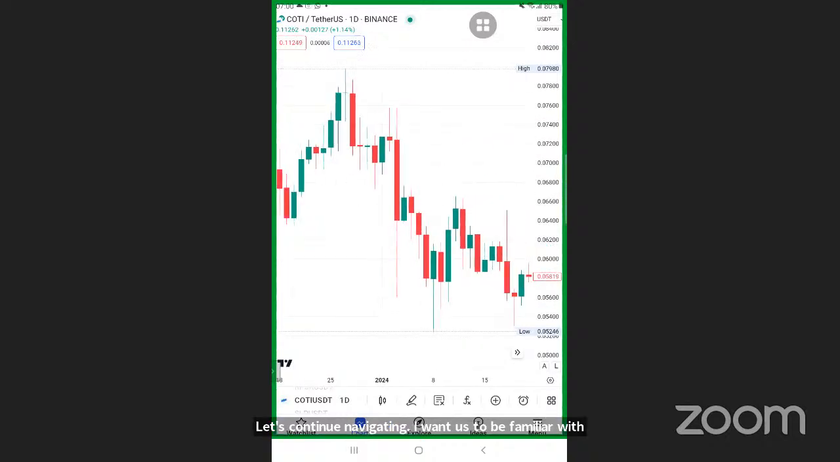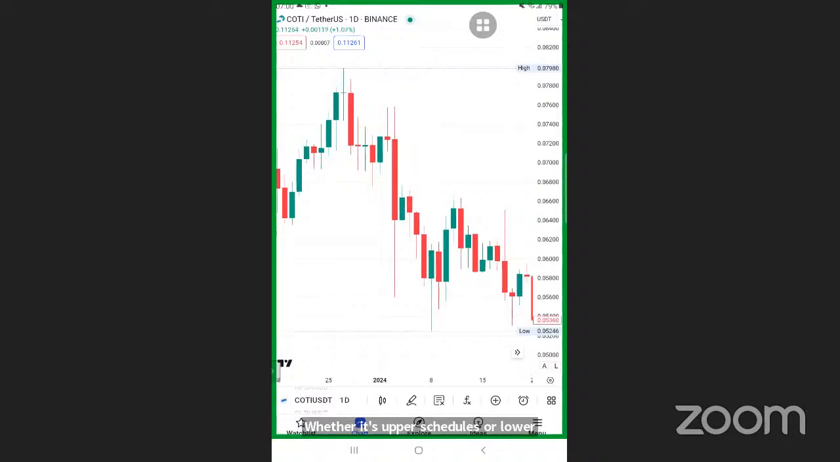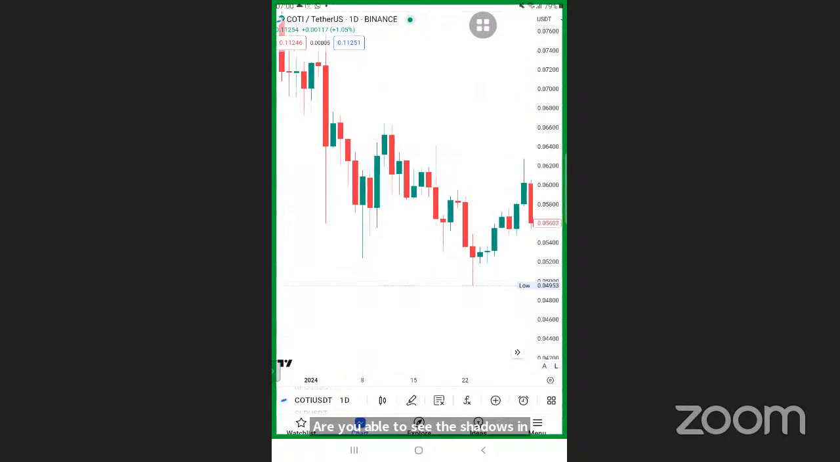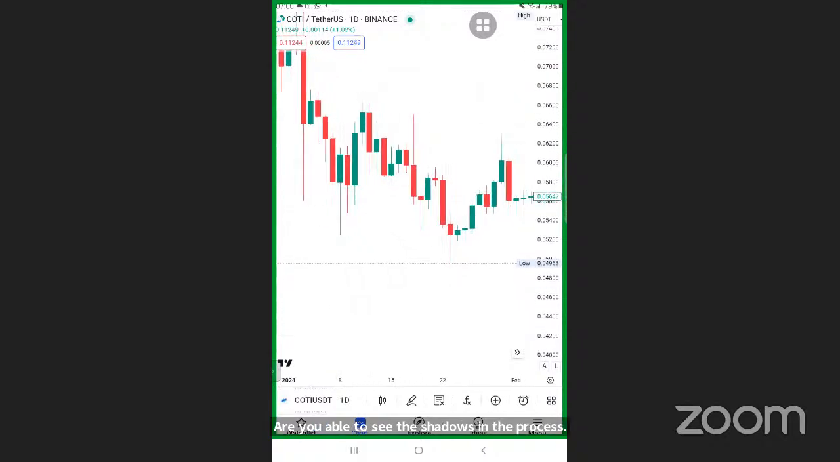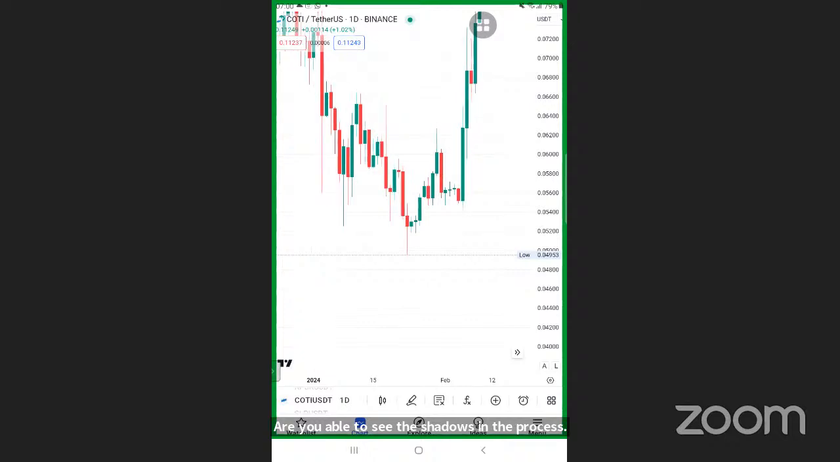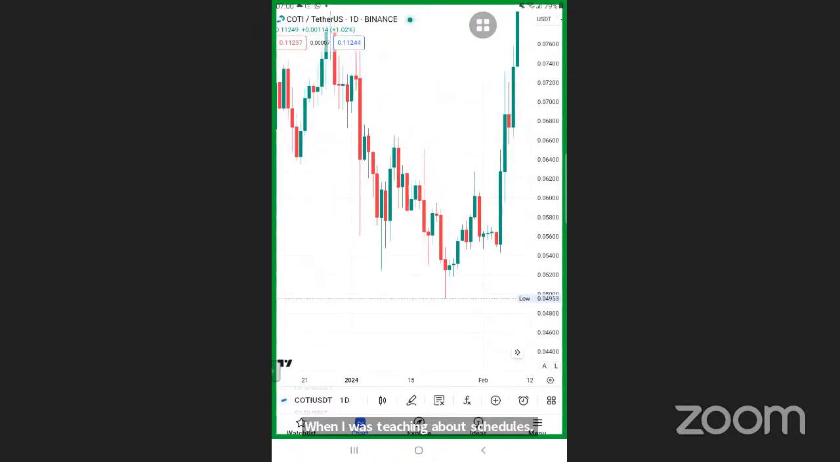Can you see the presence of long shadows, whether upper shadows or lower shadows? When I was teaching about shadows, are you able to see shadows in the process?